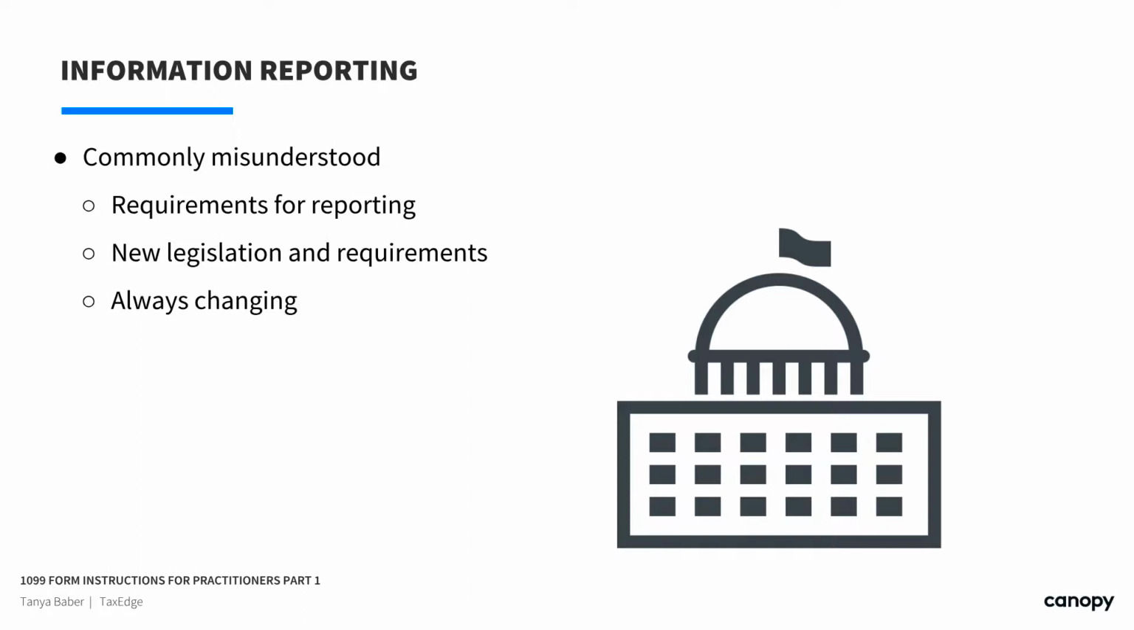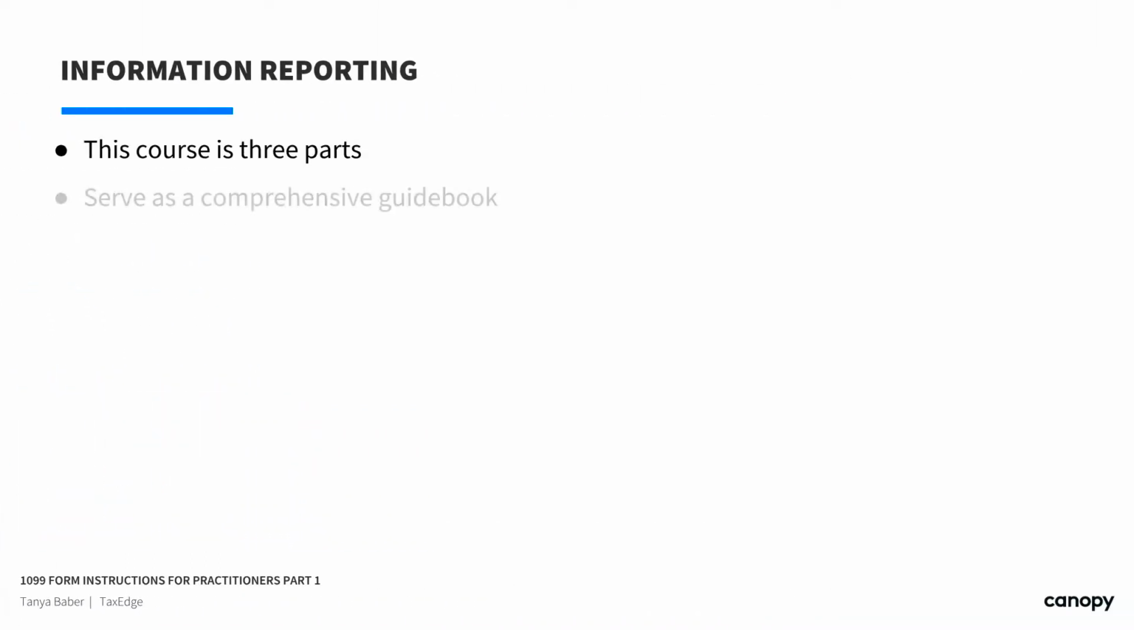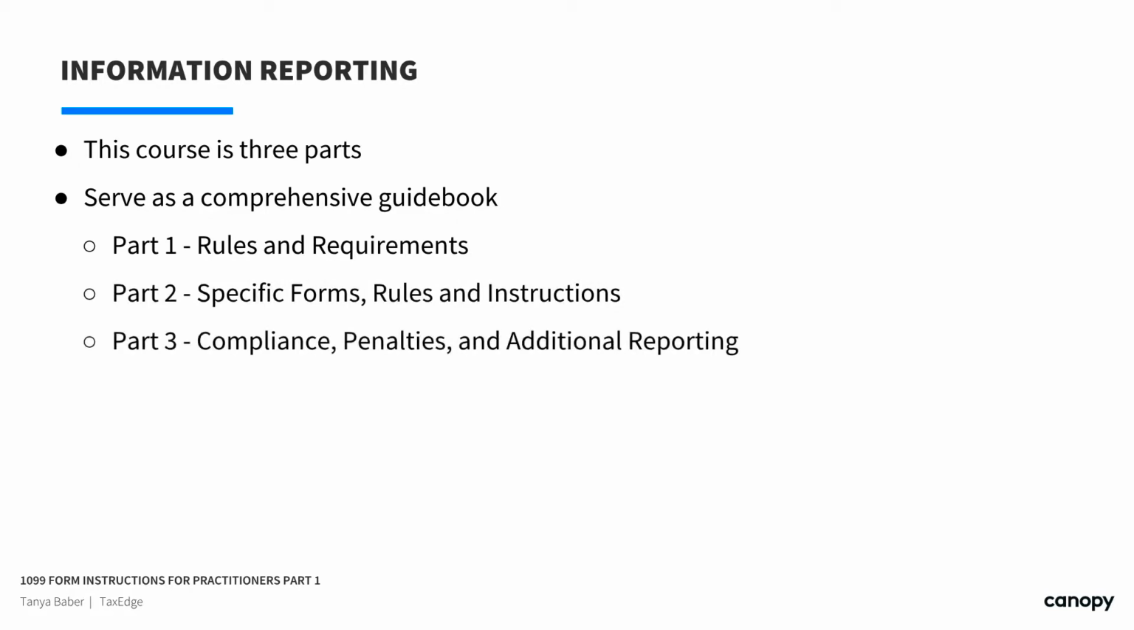In the 1099 course we've developed, we have 3 parts. Think of it as a very comprehensive guidebook. Part 1, which we're in right now, covers a lot of the rules and the requirements. Part 2, which I definitely encourage you to continue through, is going to cover all of the specific forms and all their specific instructions and rules. And Part 3 is going to talk about compliance, penalties when things don't go according to plan, and some additional reporting. So that's everything in this full 3-part course.